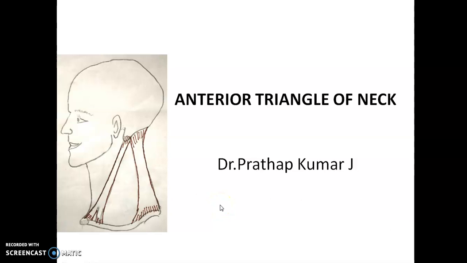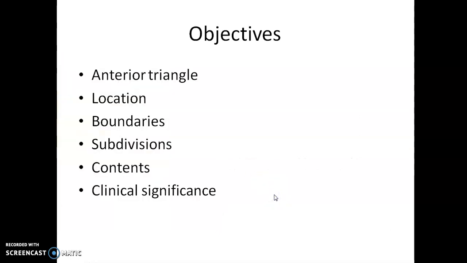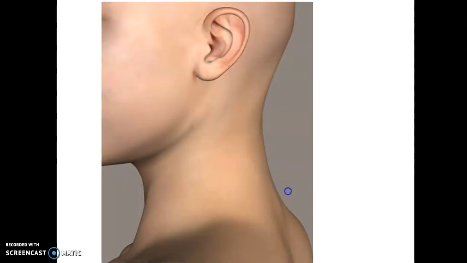Today's topic is the anterior triangle of the neck. So the objectives are: what is the location, boundaries, subdivision, contents and clinical significance of the anterior triangle. The anterior triangle of the neck is actually situated in the side of the neck.